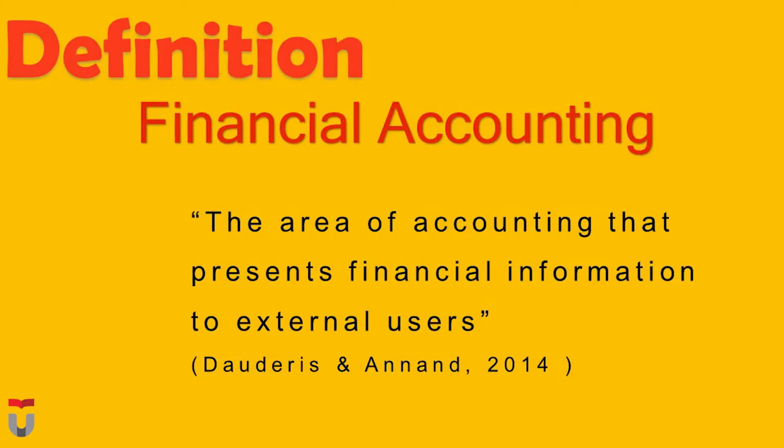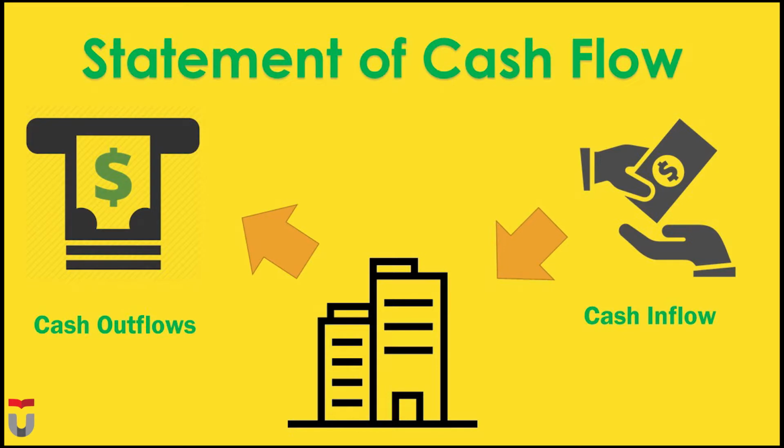Right, starting with definitions of financial accounting. Essentially, financial accounting is known as the area of accounting that presents financial information to external users. So, what is the exact definition of statements of cash flow? And what information needs to be included in statements of cash flow? Statements of cash flow is one of the financial statements. It explains the sources or inflow and uses or outflow of cash over a period of time. Thus, every company should provide this information to external users.